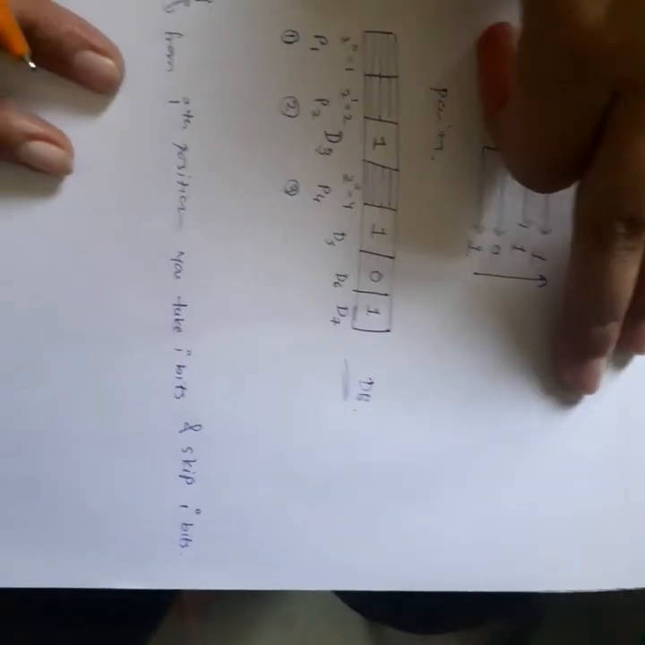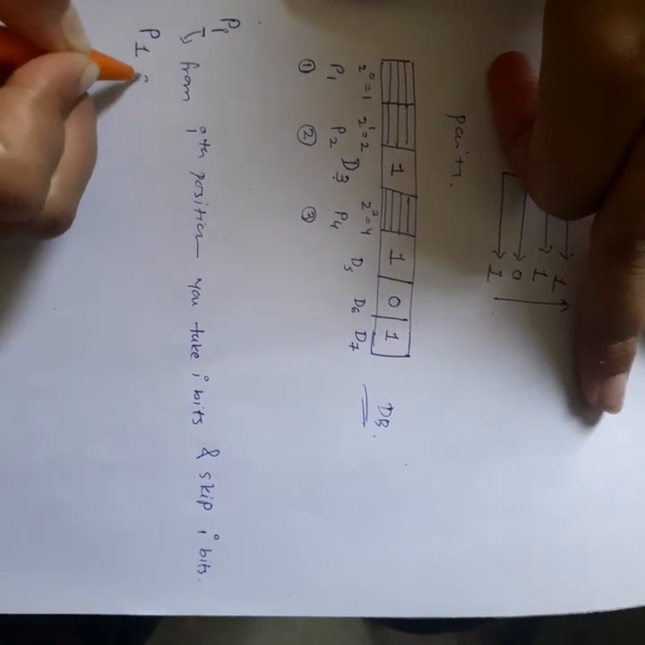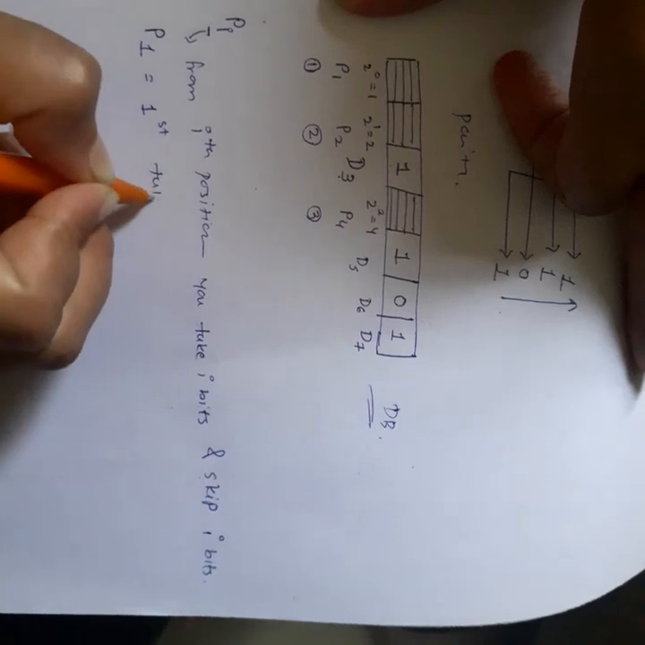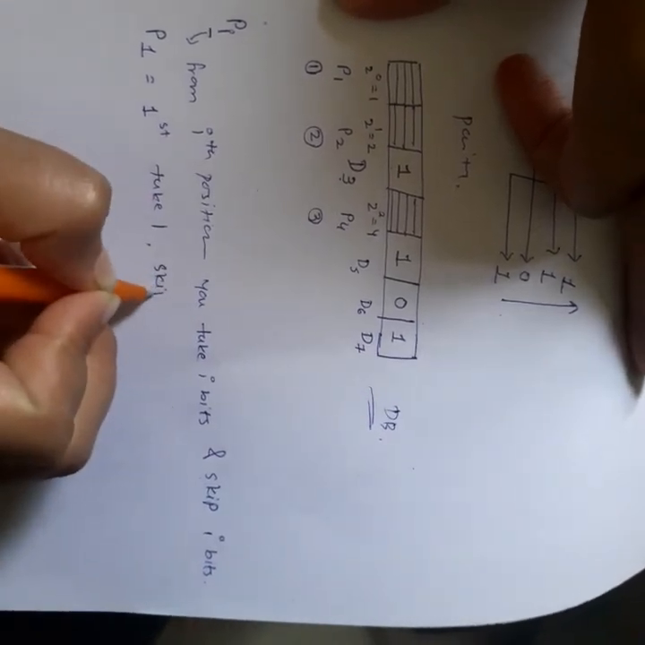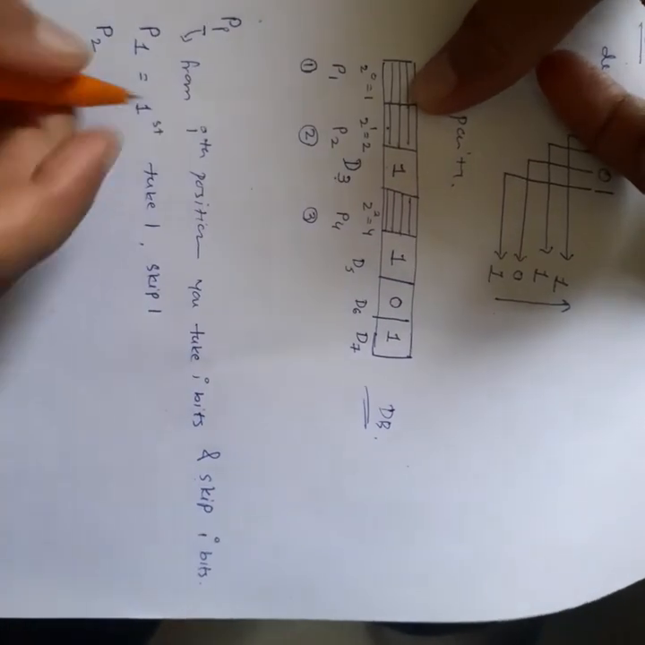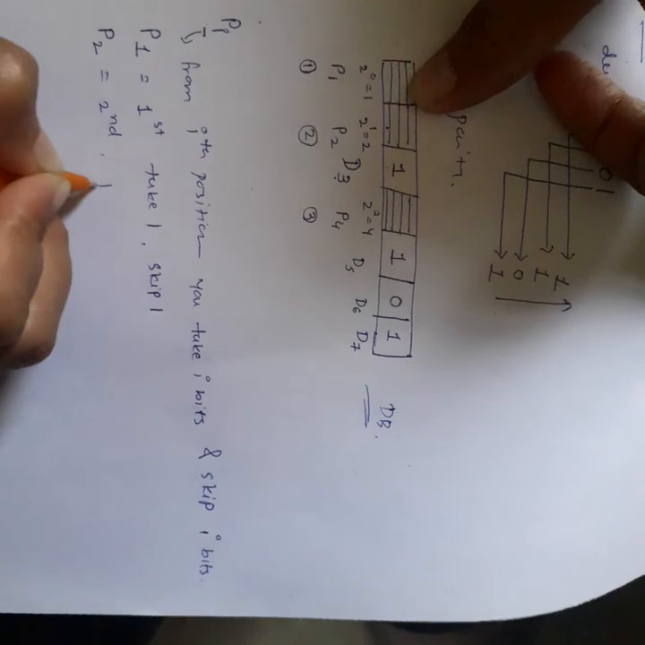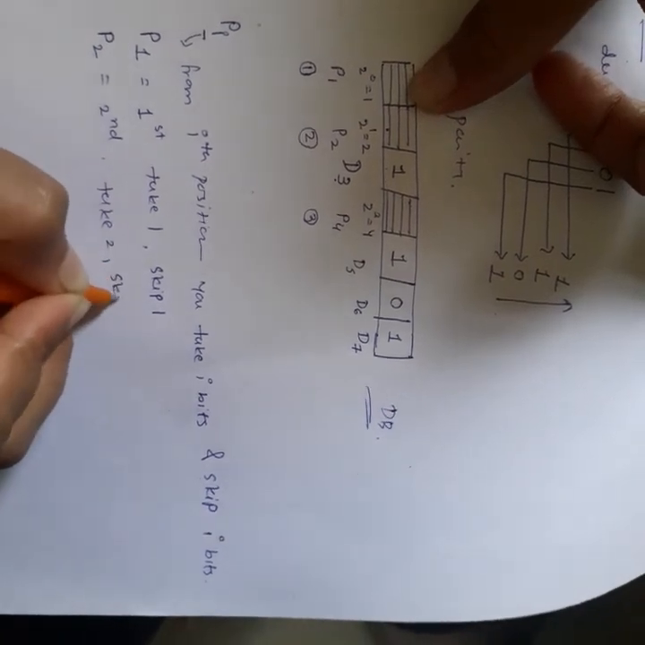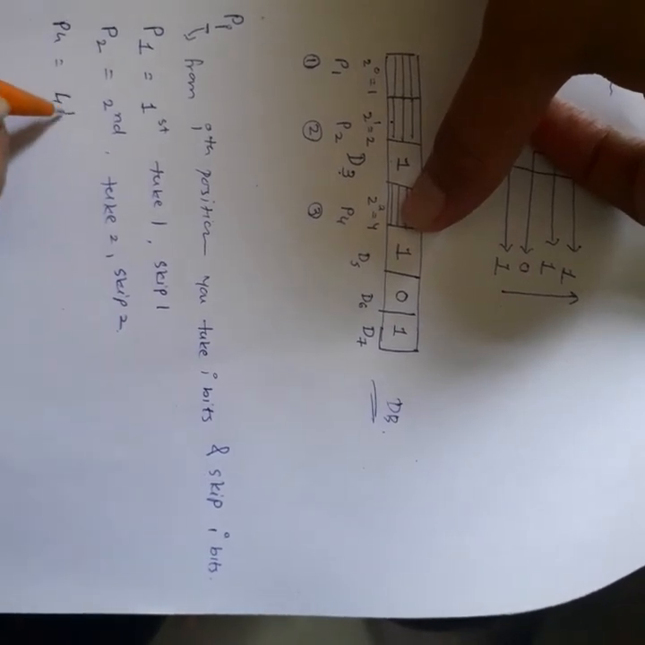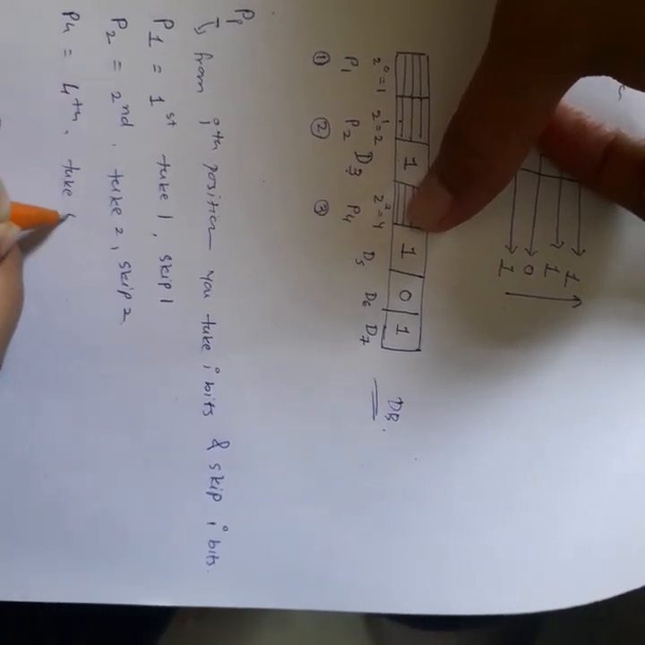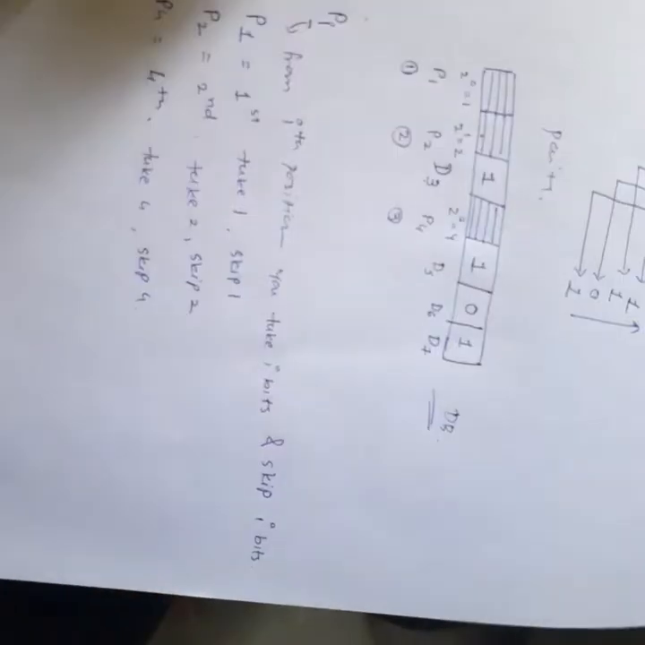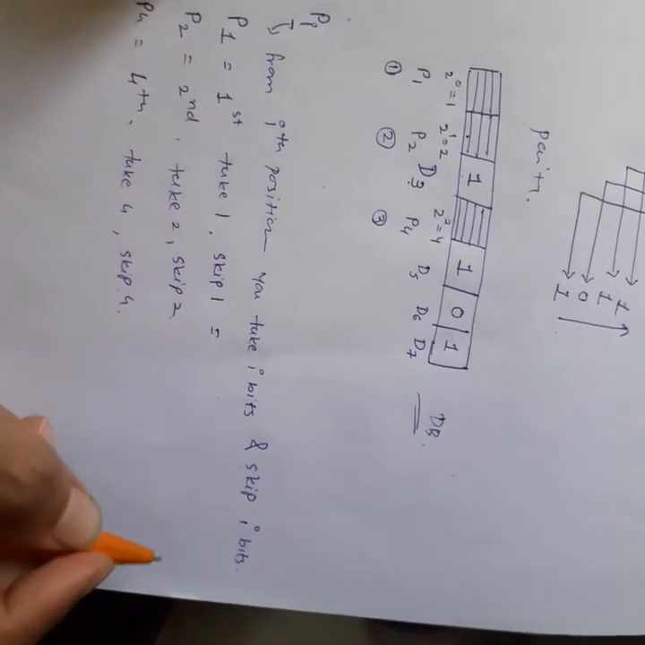Right? So let us take an example of P1 over here. If i has value 1, then from the first position I have to take 1 bit and skip 1 bit. If I want to calculate parity number 2, then from the second position take 2 and skip 2 values. If I want to calculate parity number 4, then from the fourth position take 4 bits and skip 4 bits. So likewise we have to calculate. So let us see what if I want to calculate P1.